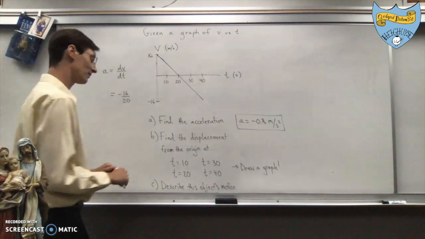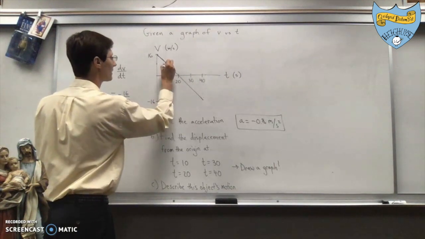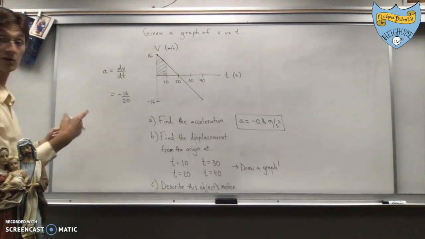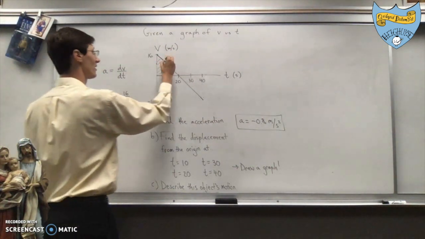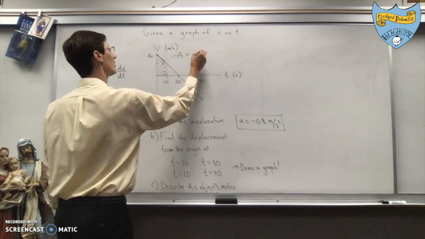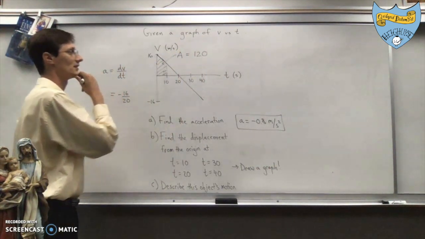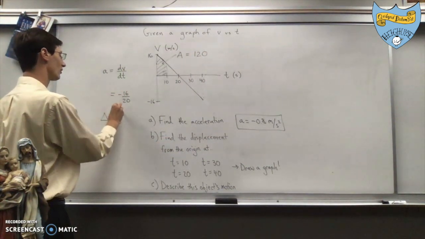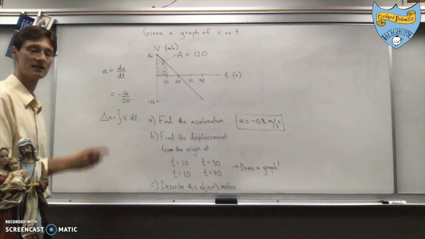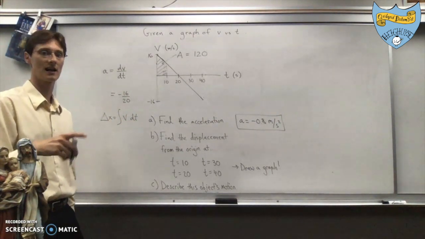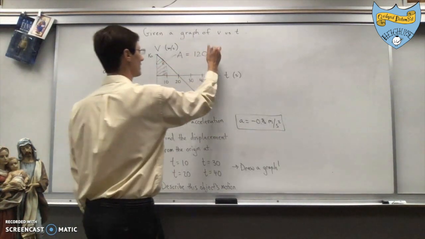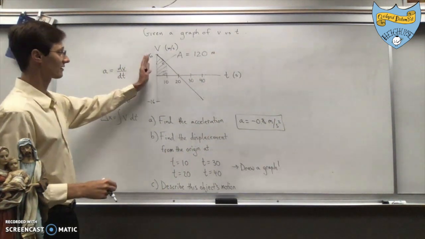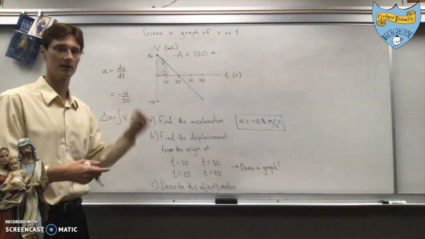So if we want to find the displacement at the 10-second mark, that means that we are finding the area right there of that trapezoid, as it turns out. The area of this trapezoid happens to be 120 meters because it's a displacement. Displacement is the integral of velocity, meaning it's the area under a velocity versus time graph. So that means that the area is 120 meters, and therefore after 10 seconds, the object has traveled 120 meters.